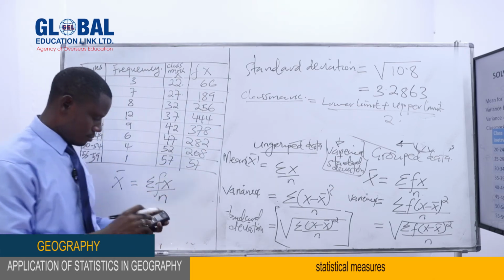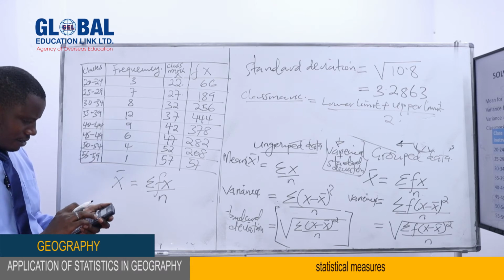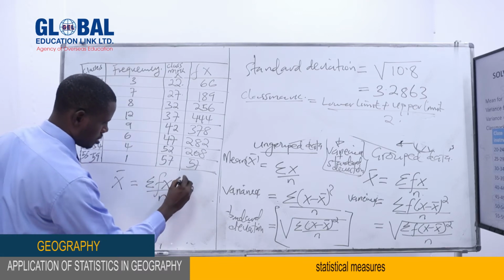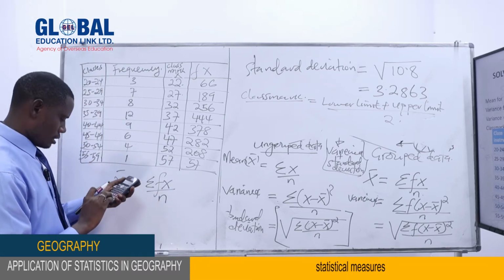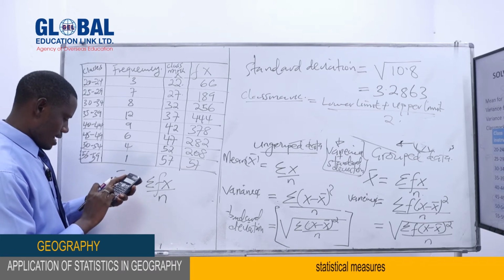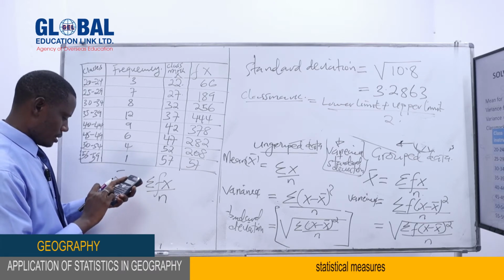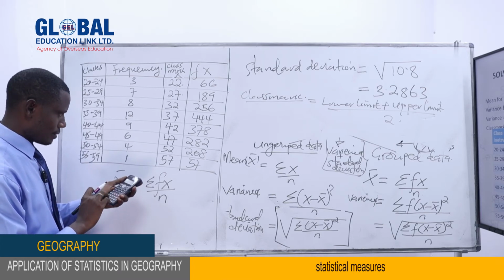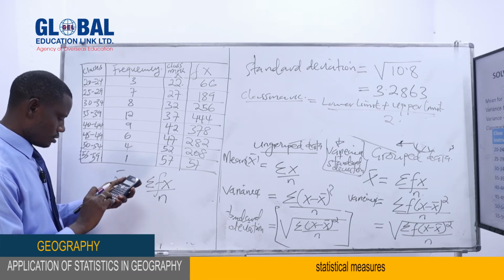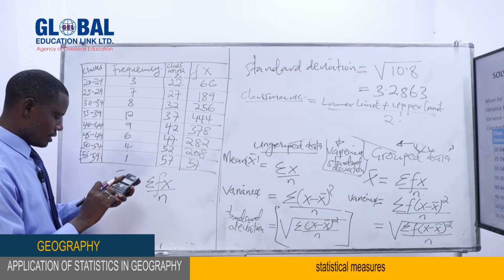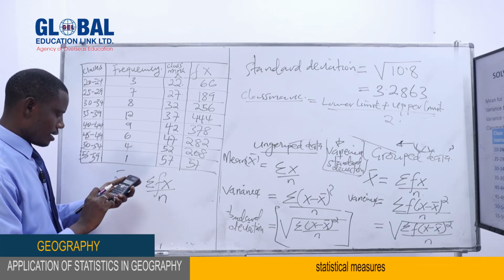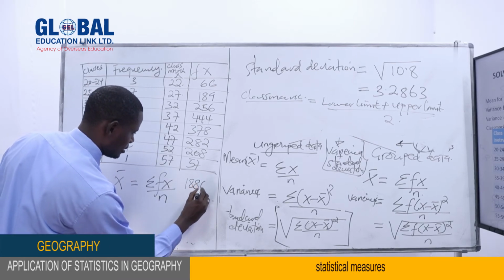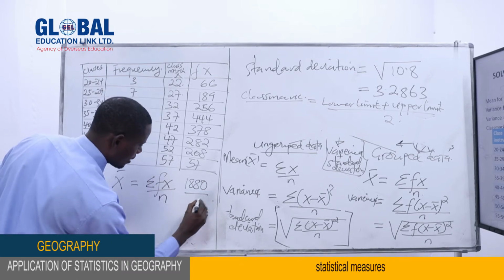If you sum up that column, at the end of the day, you come up with a total of 66 plus 189 plus 256 plus 444 plus 378 plus 282 plus 208 plus 57. Then the answer is equal to 1880. Then we divide by n.